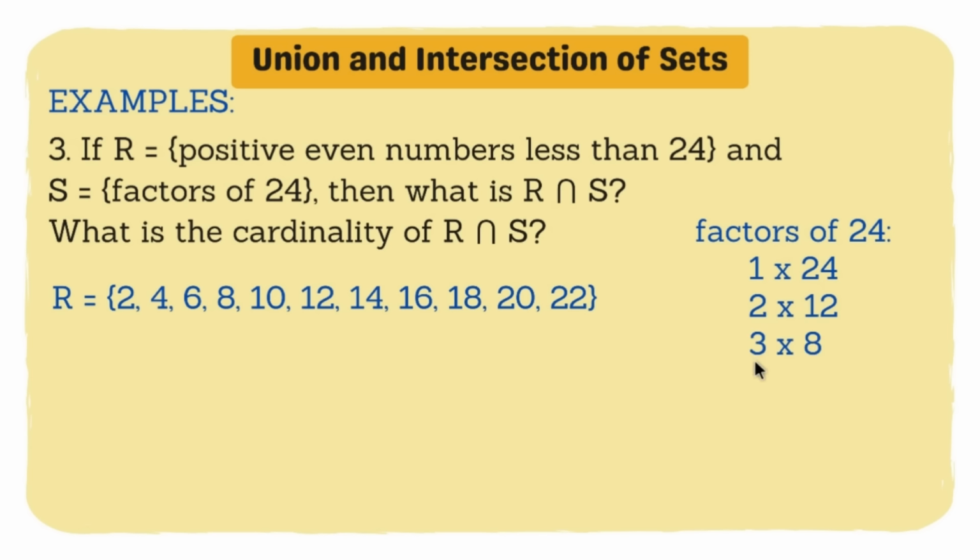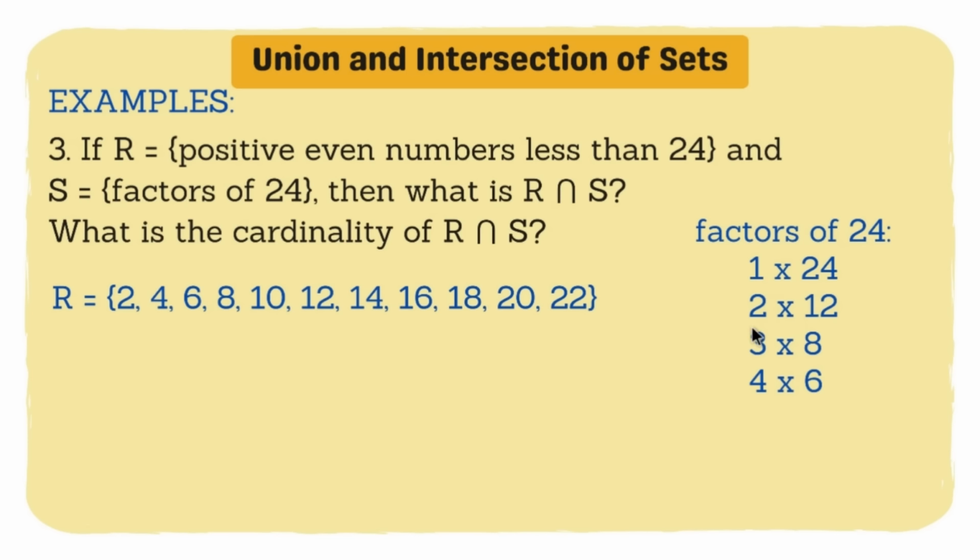Ano pa? 3 and 8. 3 times 8 is 24. What else? 4 and 6. 4 times 6 is 24. Meron pa ba? Okay, pwede ba ang 5? No, there's no other number that you can multiply with 5 para makuha yung 24. So, ito lang po yung mga factors natin.